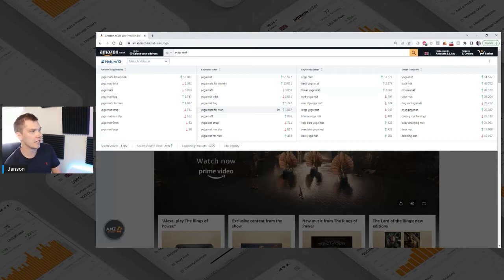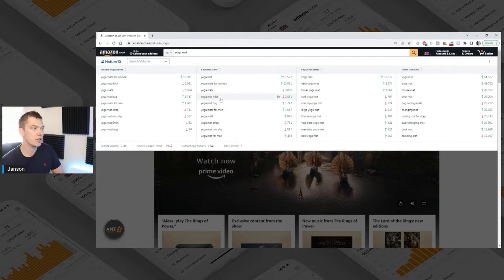So let's just say, for example, that you did want to sell yoga mats, and you were really racking your brain for different ideas for how to differentiate or make your product different to the competition. Well, look at this. We've now got different angles that we can present our product. So we could think about selling a specific yoga mat that is thicker than the standard yoga mat. Now, obviously, the demand is a lot lower for that. We've got 2,000 searches per month.